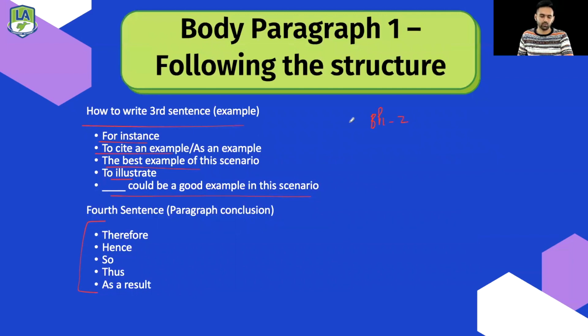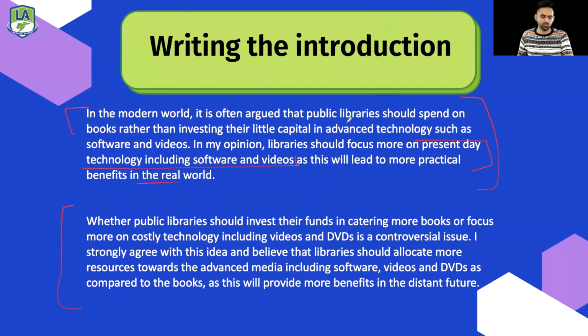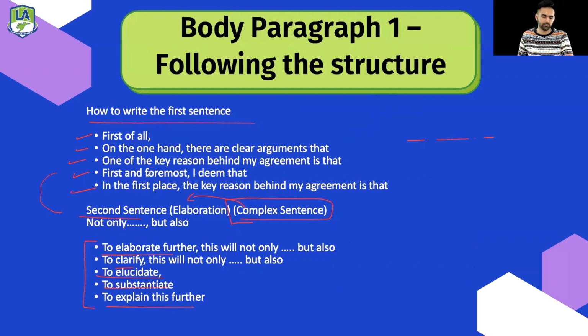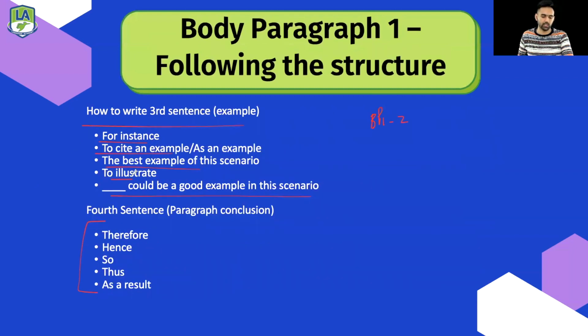Because we're taking only one side, we can use any of these words or phrases to start or structure body paragraph two. If it were the other side, you would use words like "on the other hand." Now, because we are writing in the same flow, if we are talking about advantages of something in the first body paragraph, in the second body paragraph as well we'll talk about advantages, so we can use any of these.